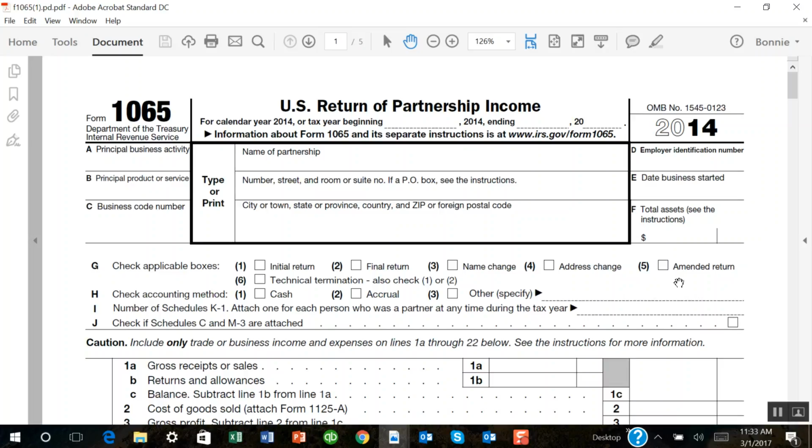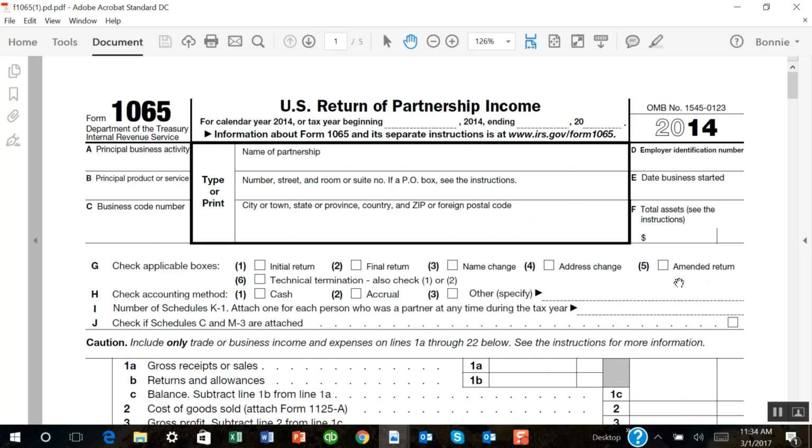Now, for a federal return, the statute of limitations is 3 years, and that's 3 years from the filing date of the return. So if you had a 2015 return that you filed by the original due date, and the original due date, by the way, is now 3/15, it's not 4/15 anymore.